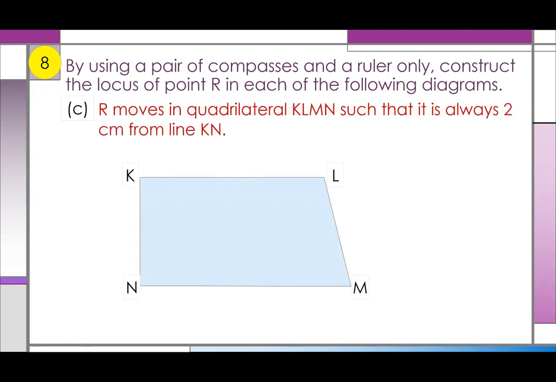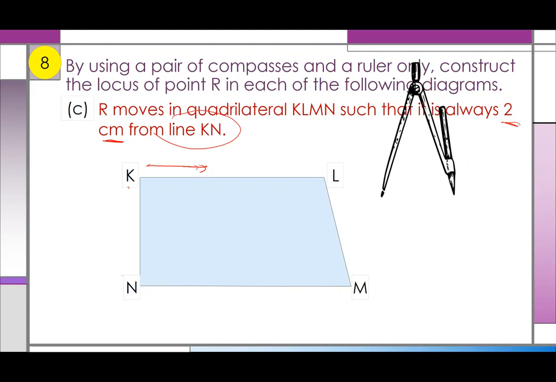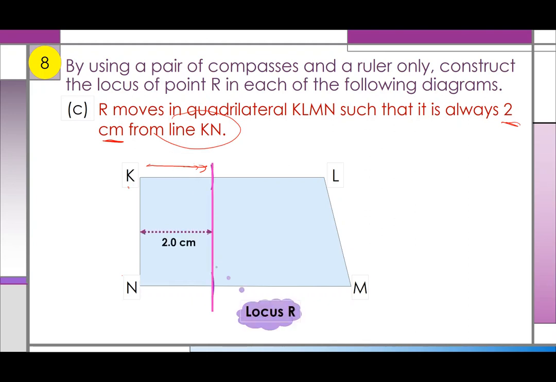R moves in quadrilateral KLMN. That means the R is in the KLMN. Just that it is always 2 cm from line KN. KN always 2 cm. That means you need to measure 2 cm. So use your ruler, measure 2 cm using your compasses. Now you draw the arc. So now you draw the straight line. So this is 2 cm. It's always 2 cm from the line KN.